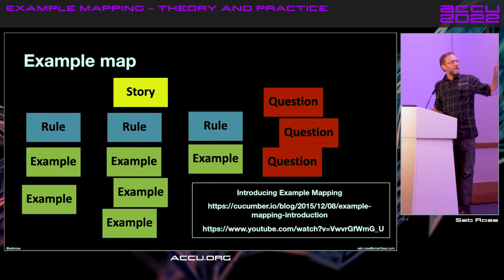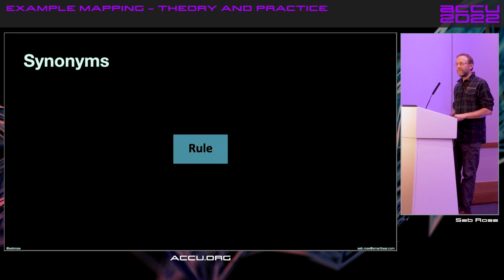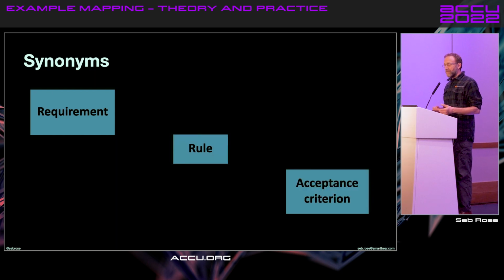You may have noticed that the blue cards say rule on them, and I've been saying acceptance criteria, so I just should disambiguate that. We believe that acceptance criteria, requirement, and rule are synonyms. In the 20 minutes I've got allotted, I have no time to argue the toss with you about that if you disagree. So come and get me at the bar. But for now, this is what we mean. When we say rule, it could be your business requirement, or it could be your acceptance criteria, but basically it's a statement that describes one aspect of system behavior.